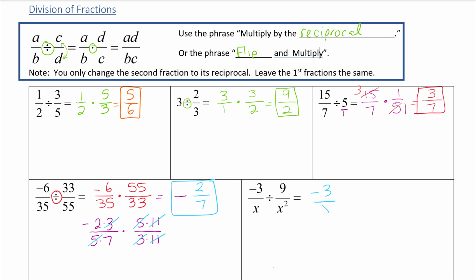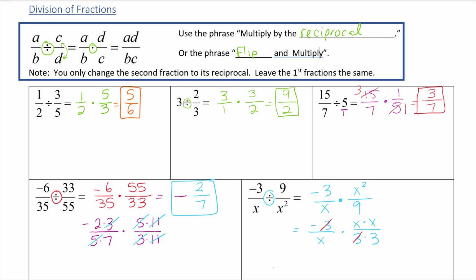On our next problem, we have -3 over x divided by 9 over x squared. I'm changing the divide into multiply by the reciprocal, x squared on top and 9 on the bottom. Remember that x squared is really x times x, and 9 I can rewrite as 3 times 3. So that means the 3 divides out with a 3.